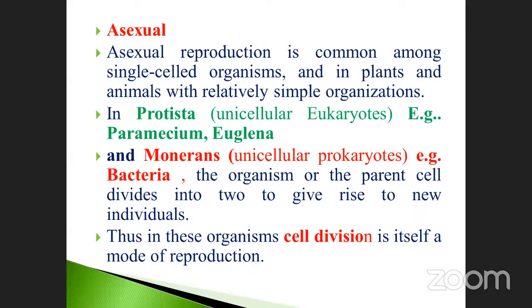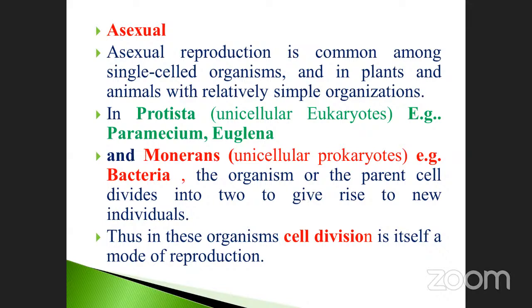Asexual reproduction is common among single cell organisms. Will you please tell me any single cell organism here? Already mentioned here. Paramecium, Euglena, particularly. Yeah, very good. Super. Unicellular eukaryotes. They are all protista. What is the meaning of protista? What is the meaning of monera? Simply, what is meant by eukaryote, what is meant by prokaryotes? Yesterday also we discussed. Anyone else? What is meant by eukaryotes? What is meant by prokaryotes?